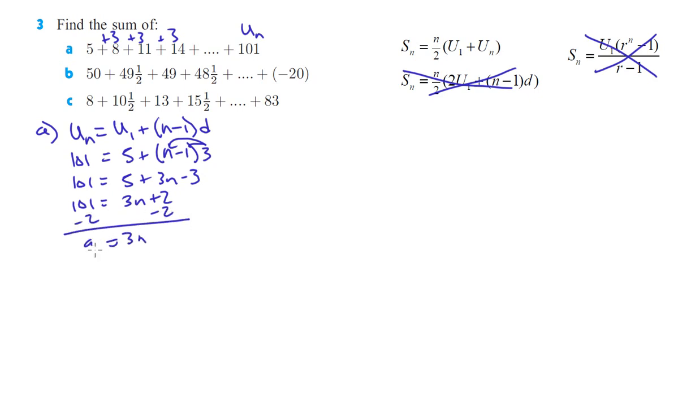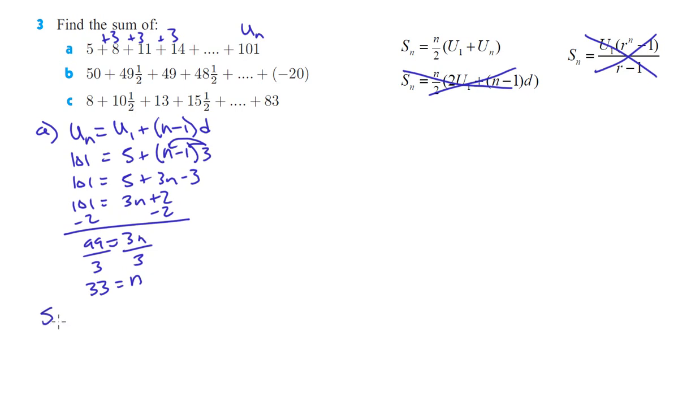3n is 99 over here, divided by 3, and we get that n is 33. So 101 is the 33rd term of that sequence. Now that we know that, we can plug that into this nicer formula here.